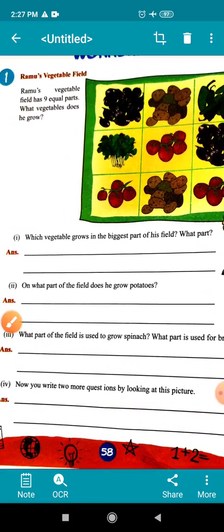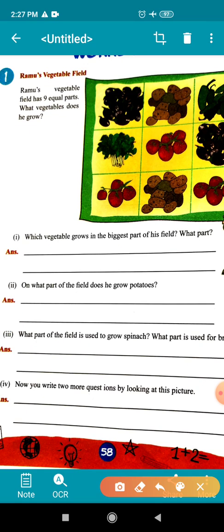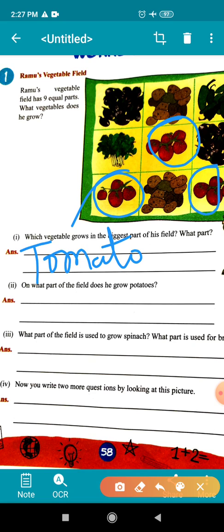First question is, which vegetable grows in the biggest part of the field? Children, as you can see, in 3 parts he has sown tomatoes. So the vegetable name is tomato. And what is the part? The part will be 3 out of 9. So you can write 3 by 9. When you reduce this fraction, you will get 1 by 3.